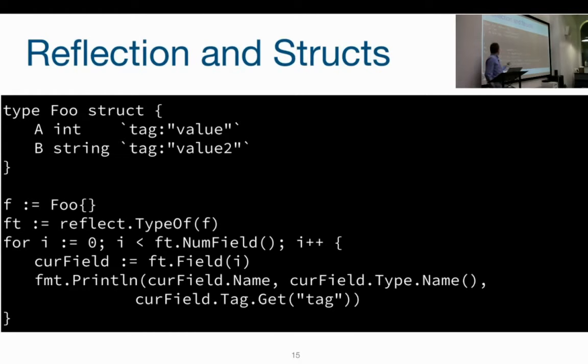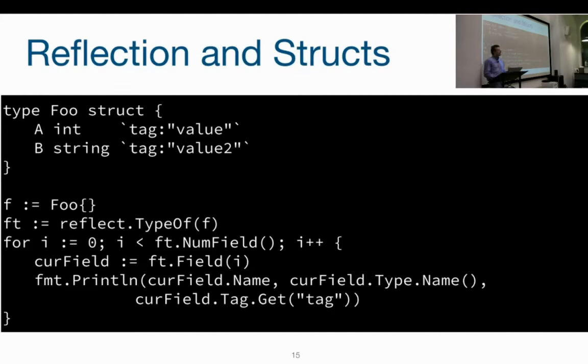And using the Get method, we're then able to pull back the tag information right here. And so this code, if you run it, is going to print out A, int, and value on one line, and then B, string, and value 2 on the second line. And there are lots of other methods in reflect.Type, but you kind of get the idea.